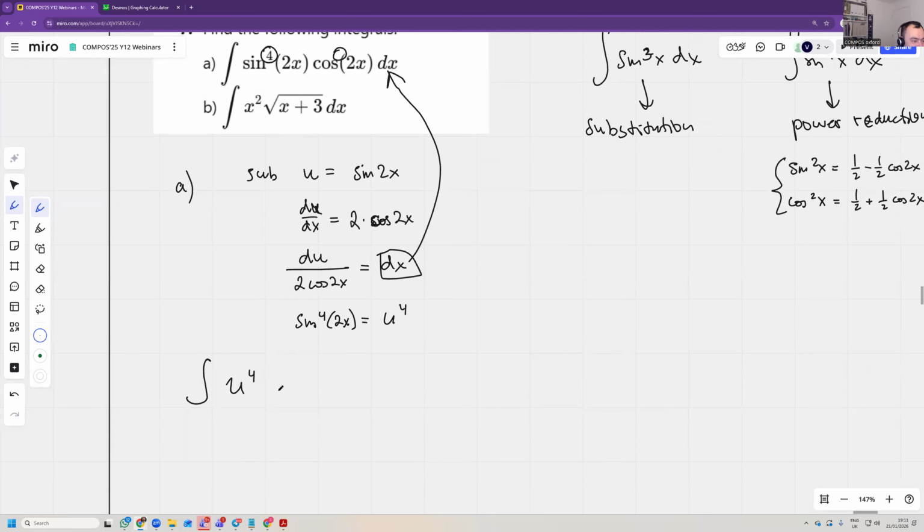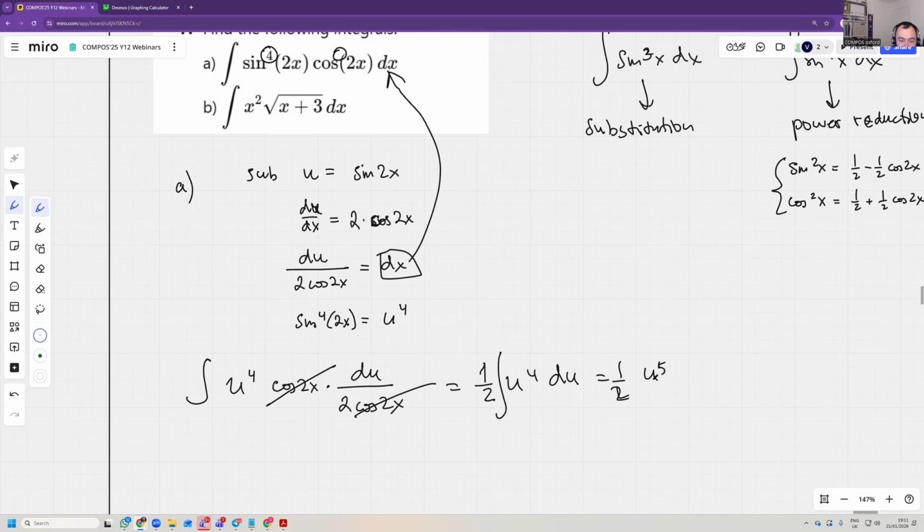So it's u to the power 4, and then it's cos 2x multiplied by dx, and dx is du divided by 2 cos 2x. And here's where the magic happens. Cos 2x disappears. And we're left with 1/2 integral of u to the power 4 du. And that is 1/2 u to the power 5 over 5 plus c. So it's 1/10 u to the power 5 plus c. So it's 1/10 sine to the power 5 of 2x plus c.